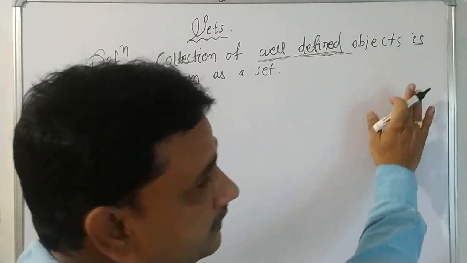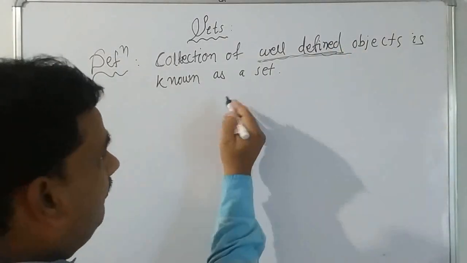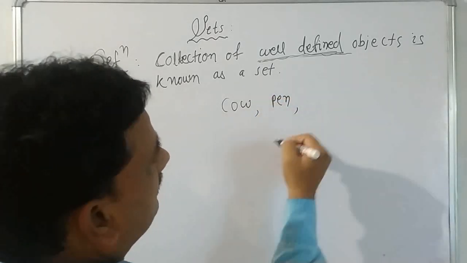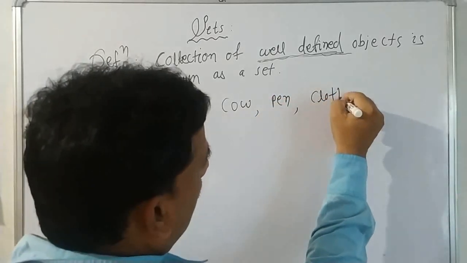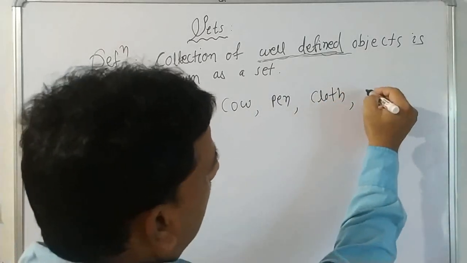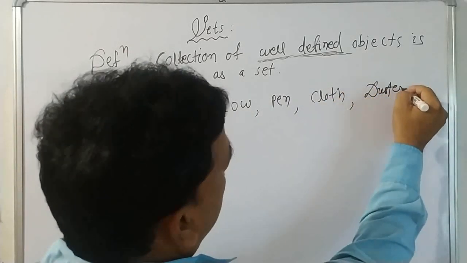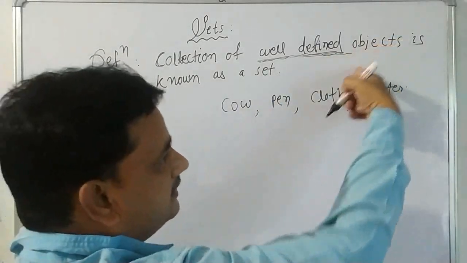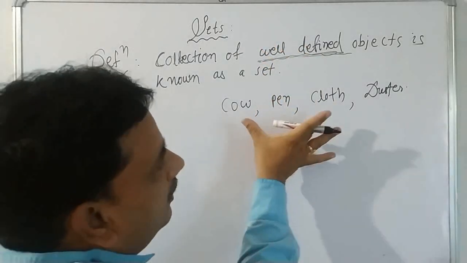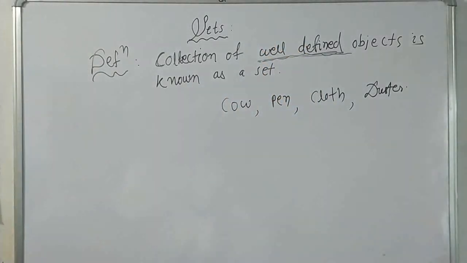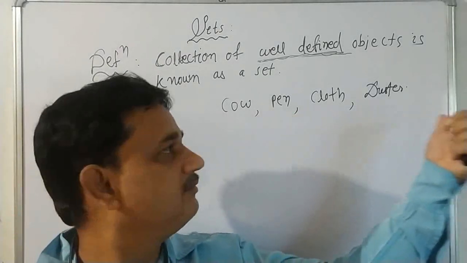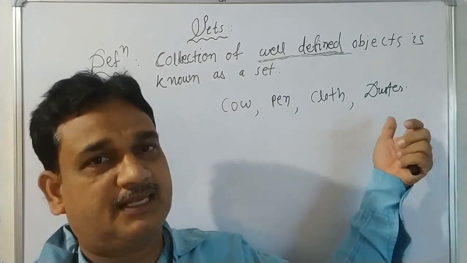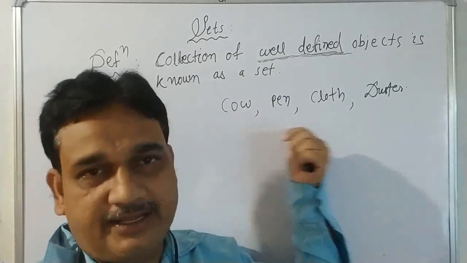It is not only a collection of objects. I will write here cow, then pen, then cloth, then duster. Now, these are objects, so this is a collection of objects. But can it be defined? No, it is not defined because they don't have any common property. Hence, this is not a set.